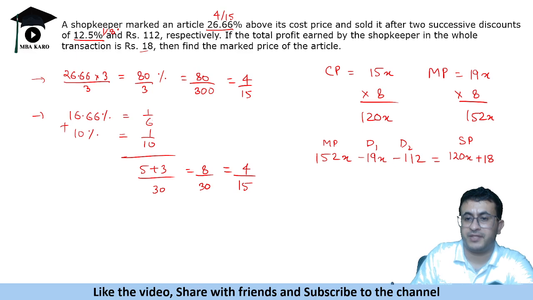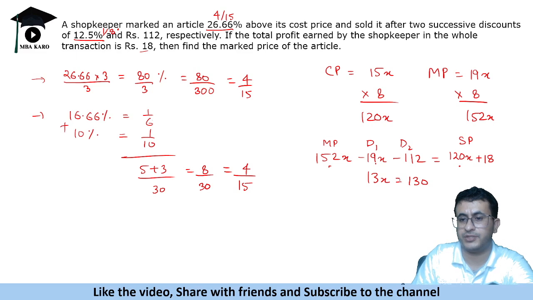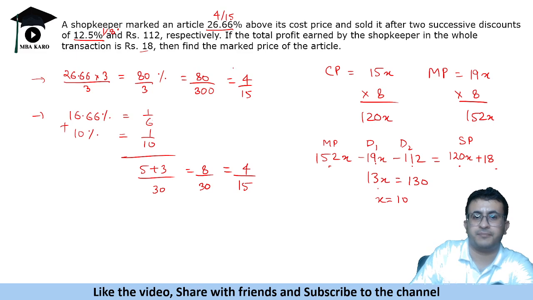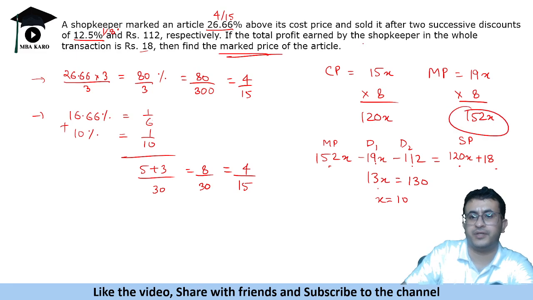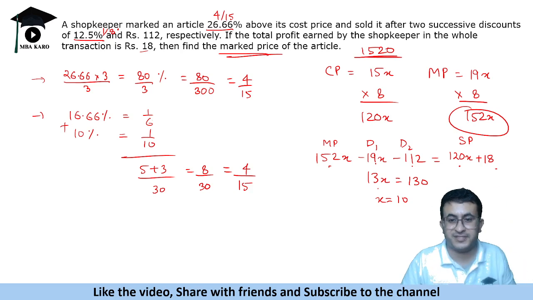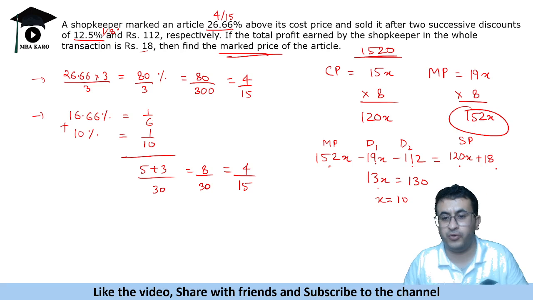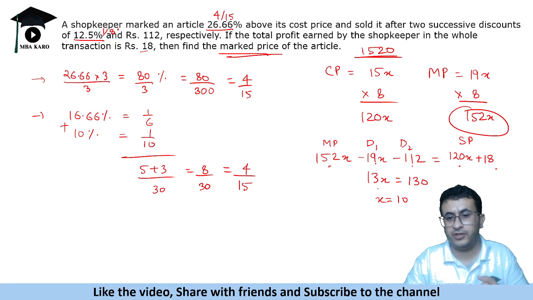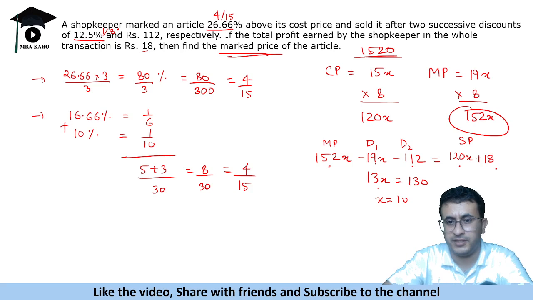Now see this, if you see the equation, you will get 13x is equal to 130, 130 minus 120... 13x, and if you take it this side, it becomes 130. So x is 10. What they are asking, mark price of the article 152x. So the answer is 1520. That is the power of taking the right variables in percentages. If you have learned this art, no matter percentage, profit loss, okay, simple interest, compound interest, you can solve these questions with ease.